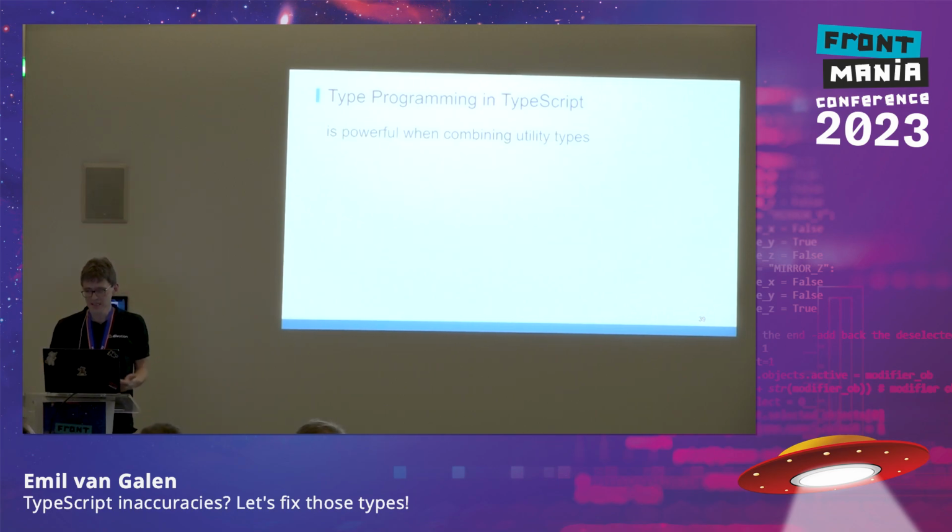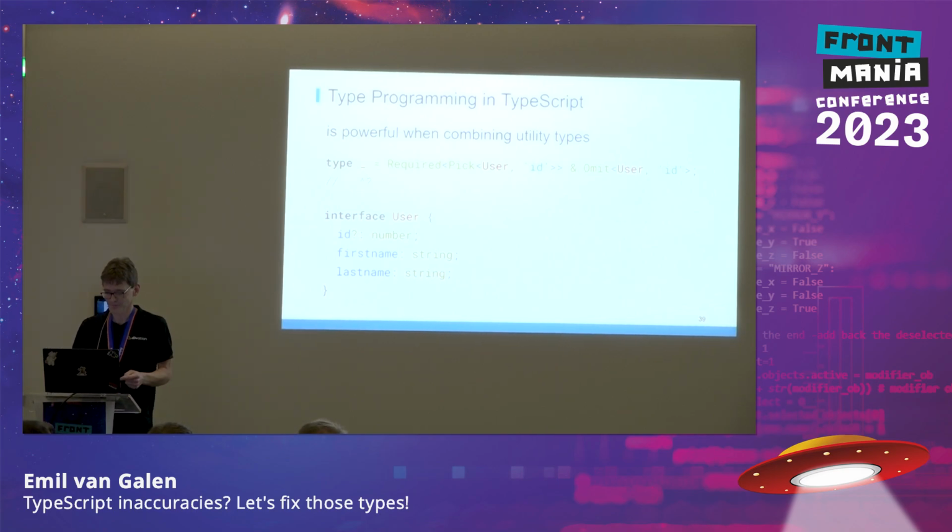But the built-in types especially become really powerful if you combine them. Let's say I have a user and for some reason ID is optional. Then I can do this, which is kind of complex to be honest. But this will make ID required and the rest will keep as is, using an intersection to include the two types. And then when I hover over it, I get this unreadable type. But I will later on show you a way to fix this.